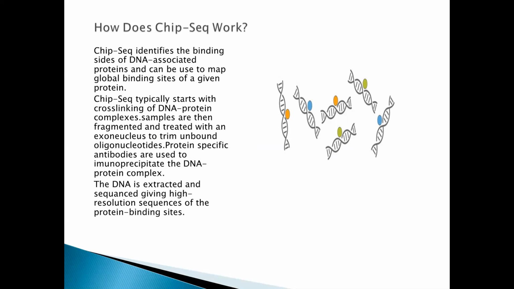ChIP-seq typically starts with cross-linking of DNA-protein complexes. Samples are then fragmented and treated with an exonuclease to trim unbound oligonucleotides. Protein-specific antibodies are used to immunoprecipitate the DNA-protein complex, and the DNA is extracted and sequenced, giving high-resolution sequences of the protein binding sites.